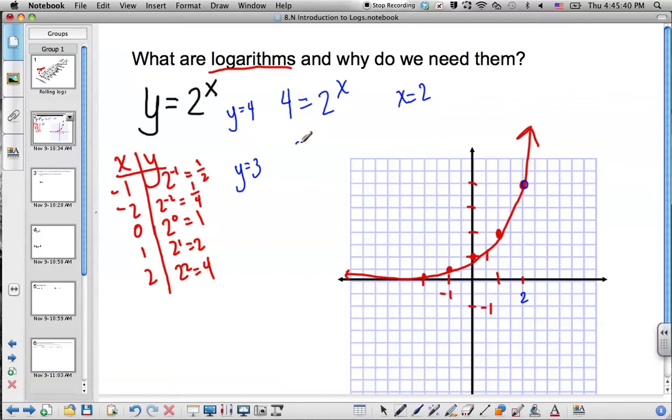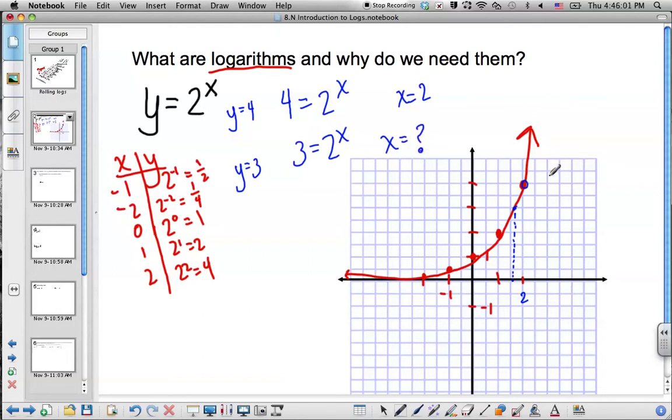But what would you do if you had y equals 3? So now I have this equation 3 equals 2 to the x. How would I find the value? Well, I just go over here to my graph, 1, 2, 3, look over and, I don't know exactly what that is. So in order to get an exact value, what we're going to look at in this unit is solving these kinds of exponential equations using logarithms.